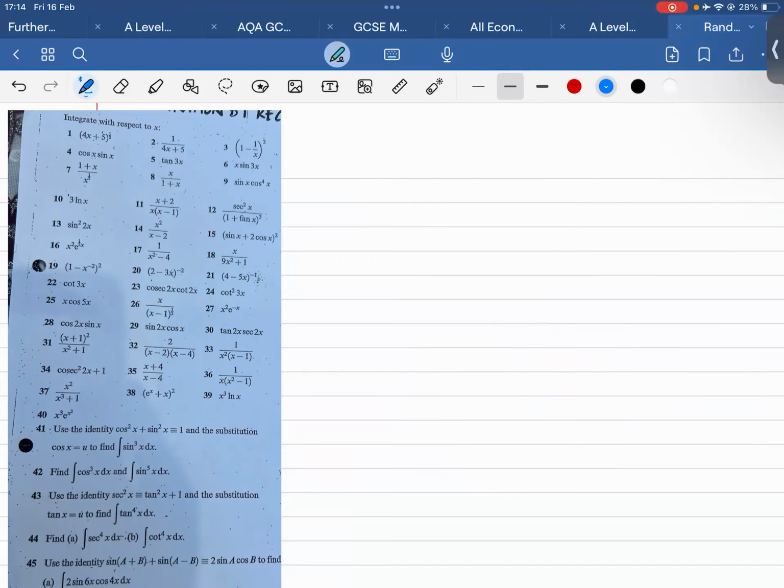Which one do you prefer? I prefer that though. If you do substitution, nothing will cancel out, but you're free to try it. Sometimes it does work. We have to use partial fractions.